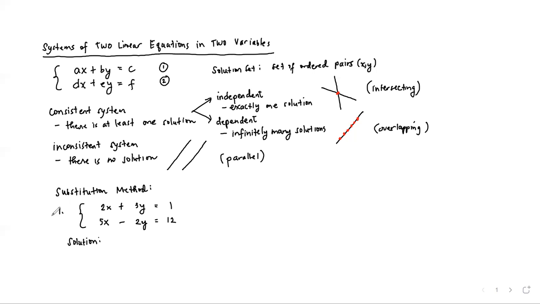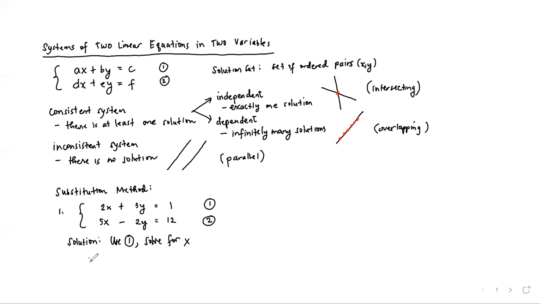So let's consider this first example. Our first equation is 2 times x plus 3 times y equals 1. And our second equation is 5 times x minus 2 times y equals 12. Now, when using the substitution method, we can choose either equation 1 or equation 2, and then we solve for either x or y. In this case, let us use equation number 1, and let us solve for x.